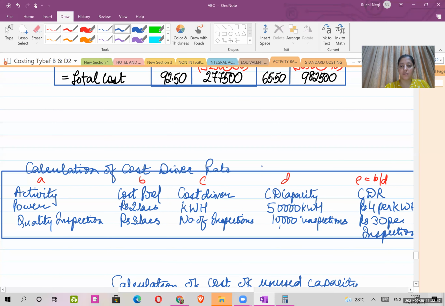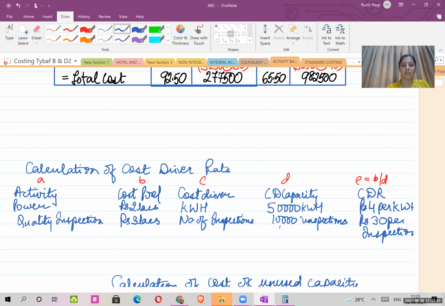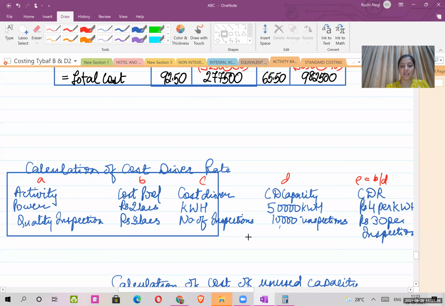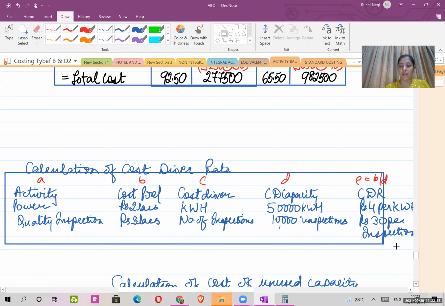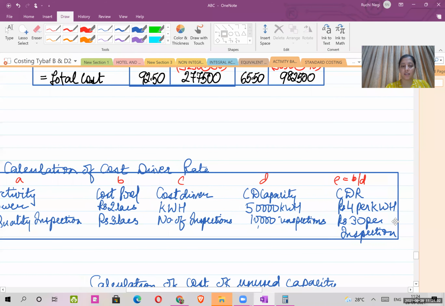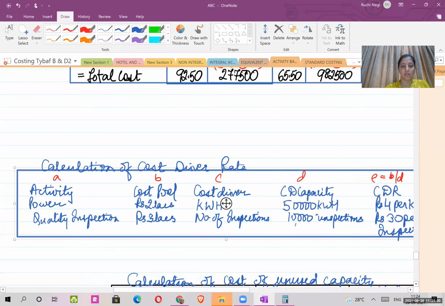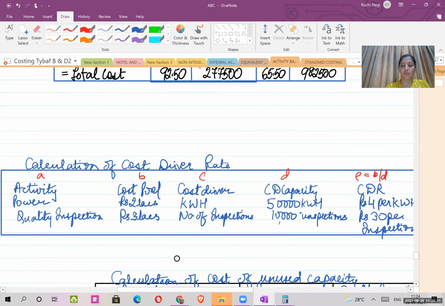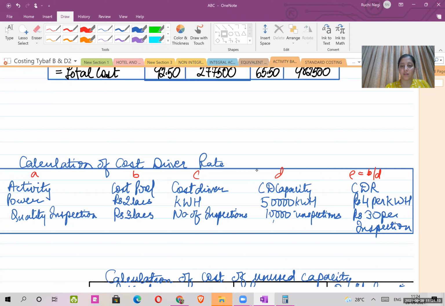Okay. So first make the, what do you call it? Just a minute. First show the activity that is given in the question. Then the second column will be the activity pool. And next will be the cost driver and cost driver capacity. So just prepare these columns.